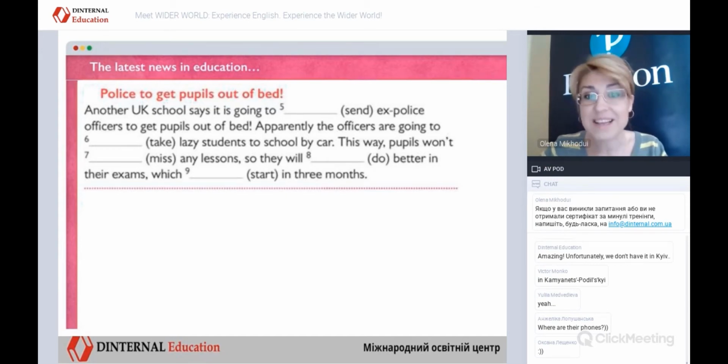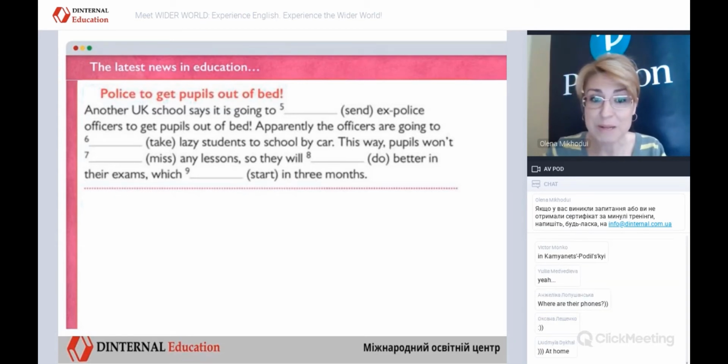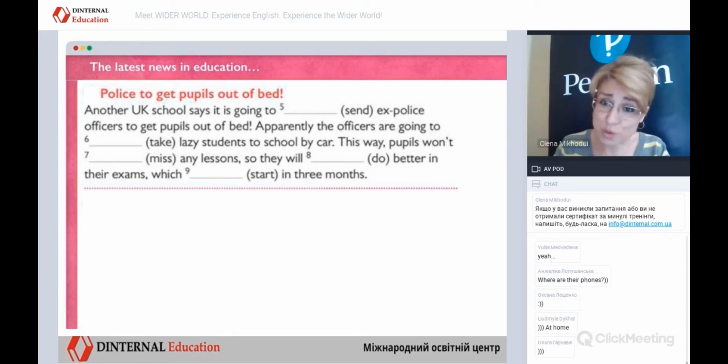Apparently, the officers are going to take lazy students to school by car. This way, pupils will not miss any lessons, so they will do better in the exams. And here again, yes, it's about education.